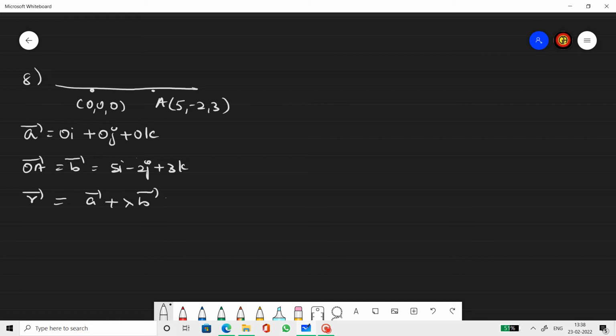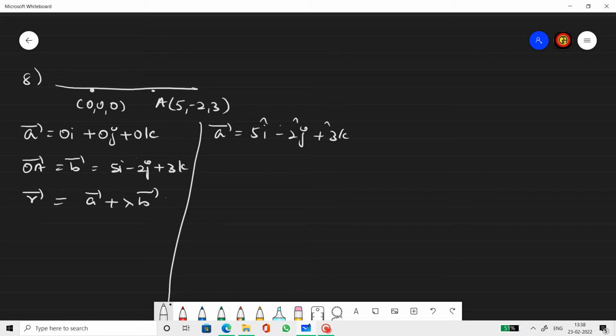Now, will we get the same answer if we choose A as the passing through point instead of the origin? Absolutely. You will get the same answer, but you need to do a few more steps. Let's see that. Here I'm going to consider the OA position vector as my passing through point. So the A vector would be 5i minus 2j plus 3k.